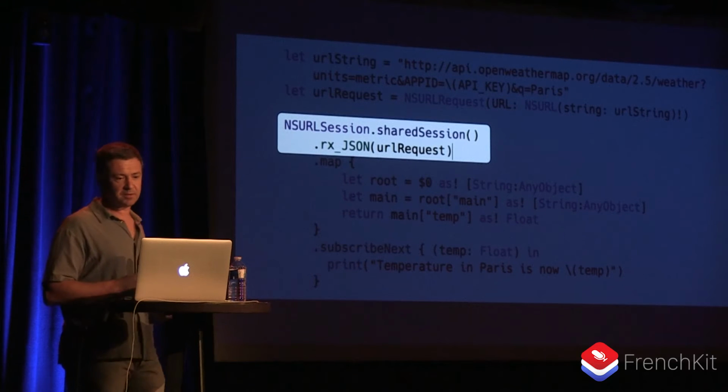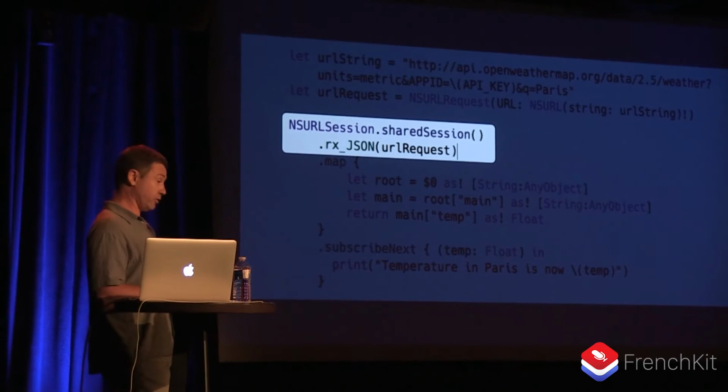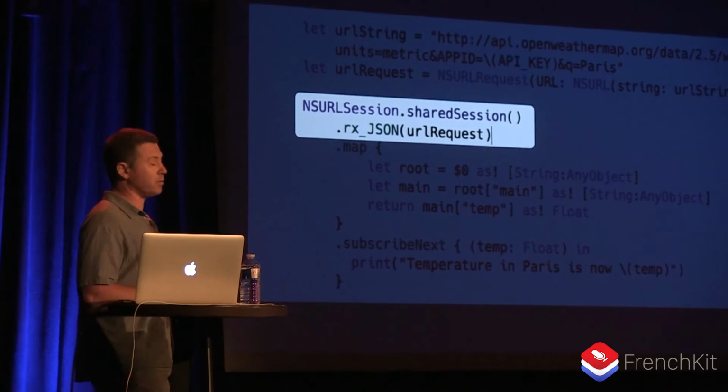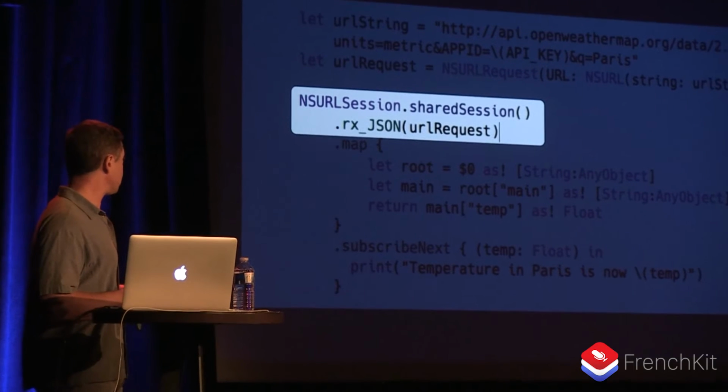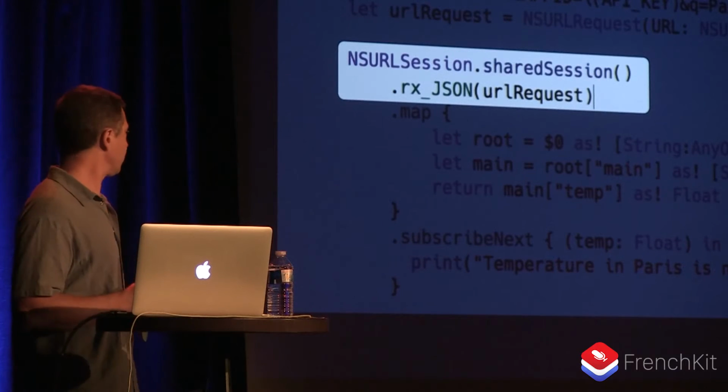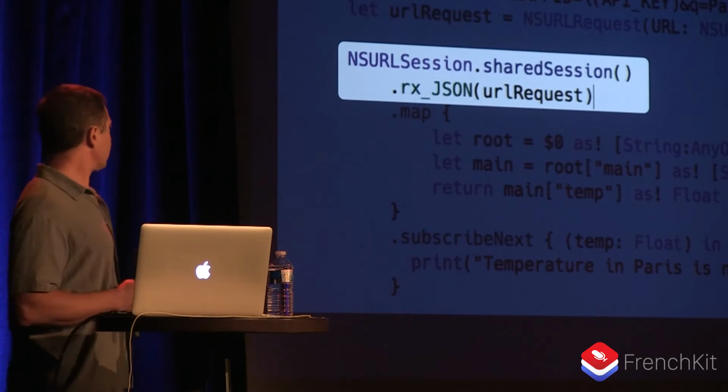First, we create a new observable sequence using an extension method of NSURLSession, which is called RxJSON. And RxJSON will perform a request, will fetch the result from the API, decode the JSON value, and send it as a single element as a dictionary.